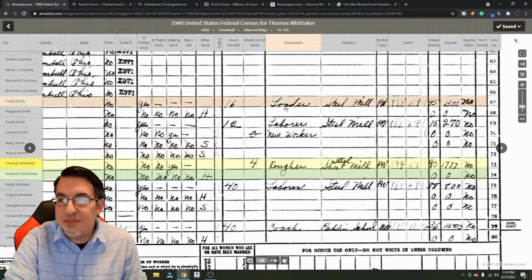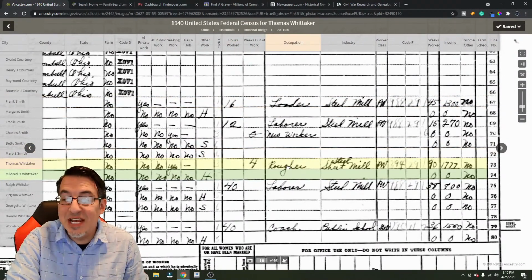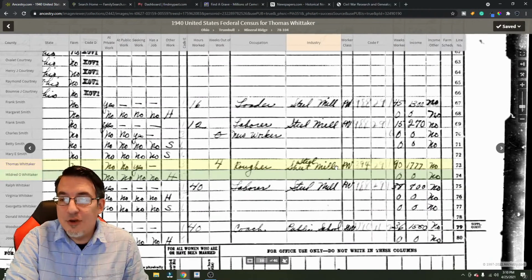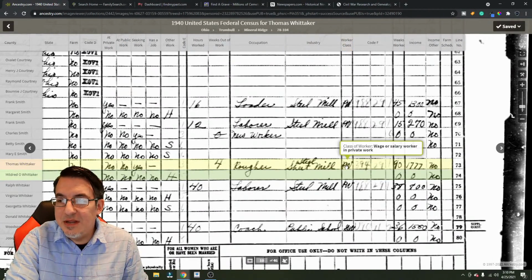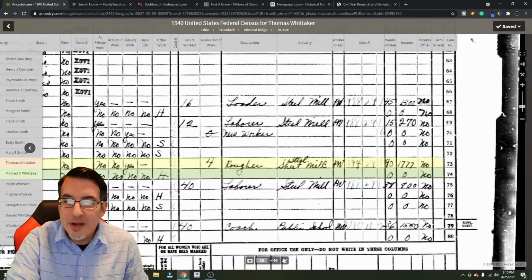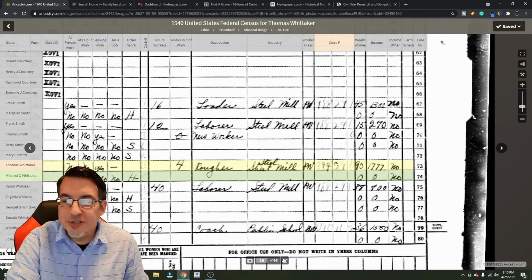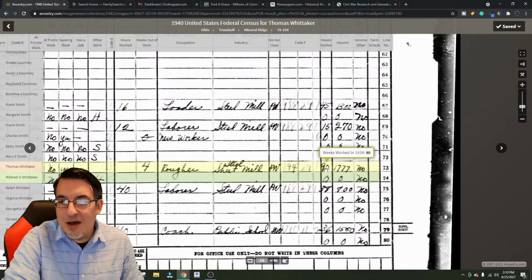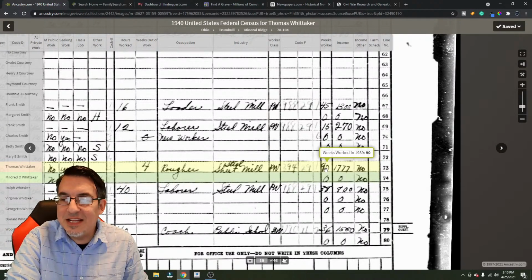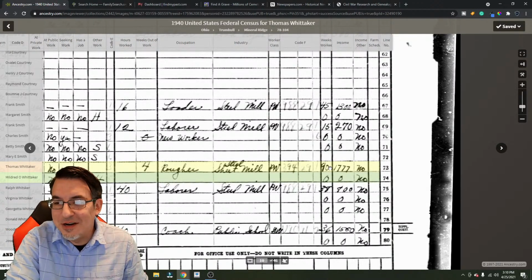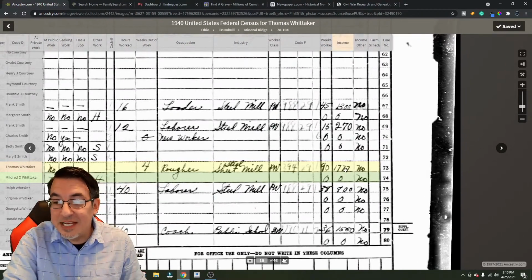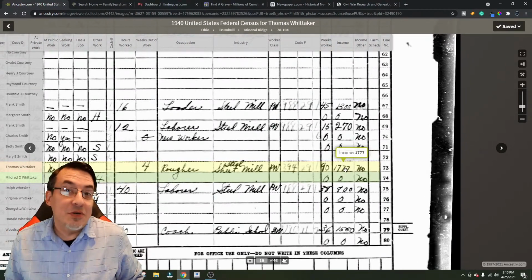So his most recent occupation was that he was a rougher in a sheet mill, a steel mill. They were making sheet metal. You can see worker class is PW, which means private work. And then these codes are just things that were used by the census. He worked at that job for 90 weeks. He didn't work that many in 1939. I think that's probably 40. His income, this tells me how much he was making per year.